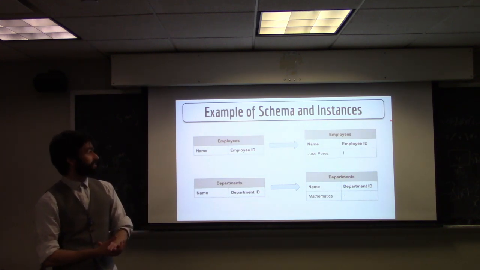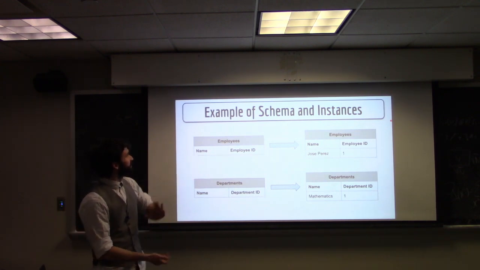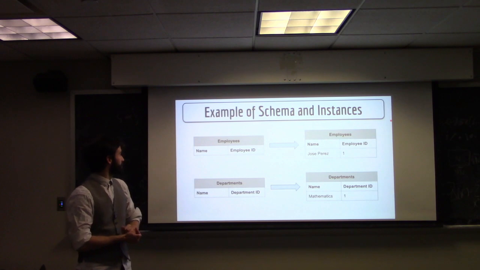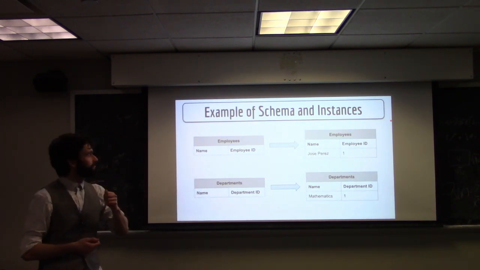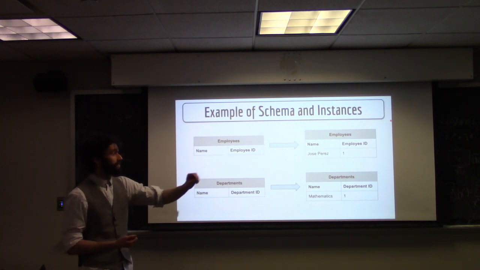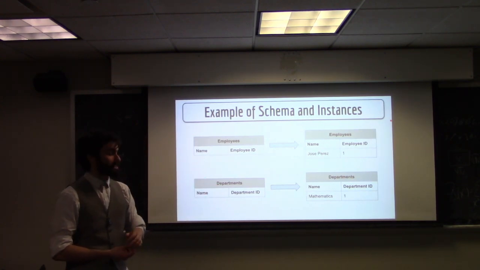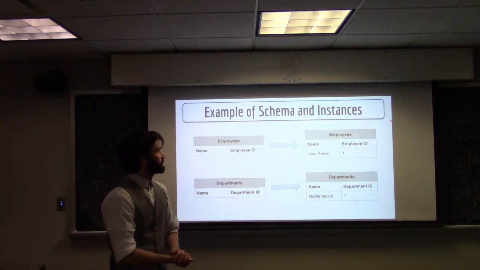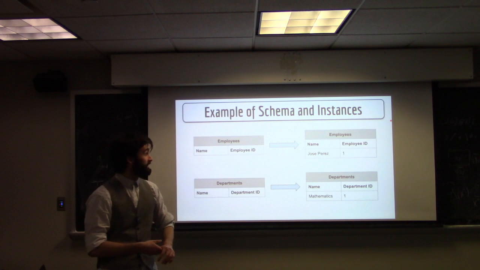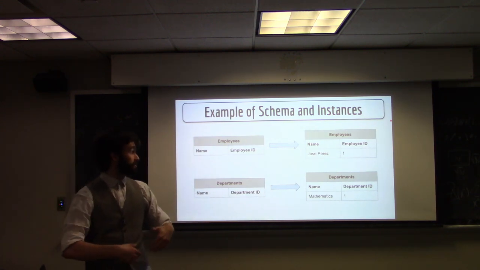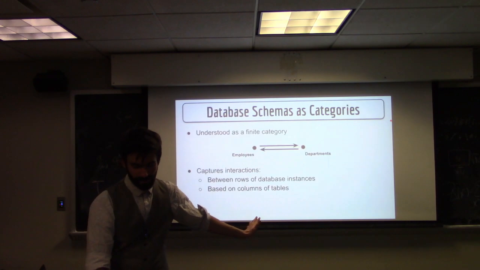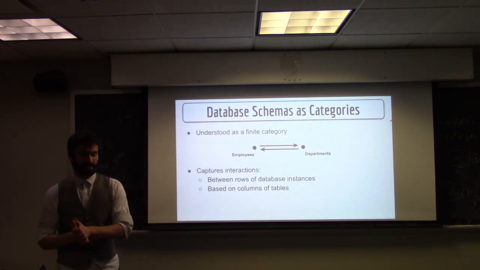So to give an example of the difference between schemas and instances, on the left-hand side here, we might have a database that has two tables, which is the table of employees and the table of departments. The database schema on the left simply describes what these two tables contain. So these two tables contain name and employee IDs within employees, and departments contain name and department IDs for the departments table. Now, on the right-hand side, we actually have an instance of a database following this database schema, where we have one employee, Jose Perez, with employee ID 1, and a department with department ID 1 in the name mathematics. So that's the example of the difference between schemas and instances. And database schemas themselves can actually be understood as finite categories.